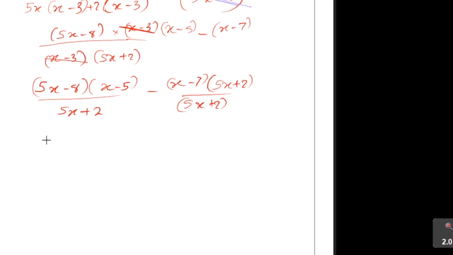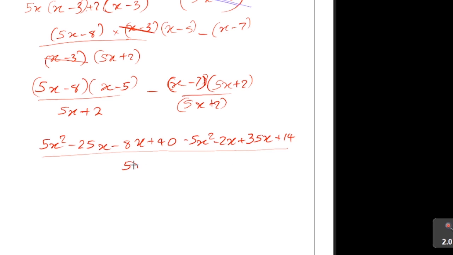So what do we get? I'm going to get 5x squared, it's going to be minus 25x minus 8x plus 40. Here I am having everything, whatever the value I am going to get after solving the brackets, I have to multiply with this minus sign because it is waiting outside to be multiplied. It's going to be minus 5x squared, then we have 2x minus 2x minus 35x, so it's going to be plus 30. Minus 14, so plus 14. Divided by 5x plus 2.